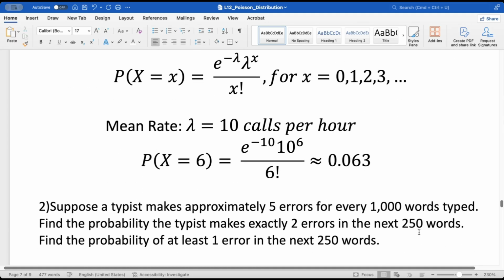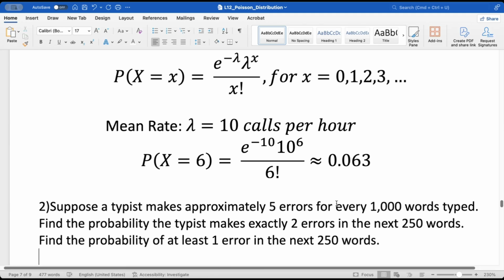All right, second example up. Suppose a typist makes approximately 5 errors for every 1,000 words typed. Find the probability the typist makes exactly 2 errors in the next 250 words. Find the probability of at least 1 error in the next 250 words.